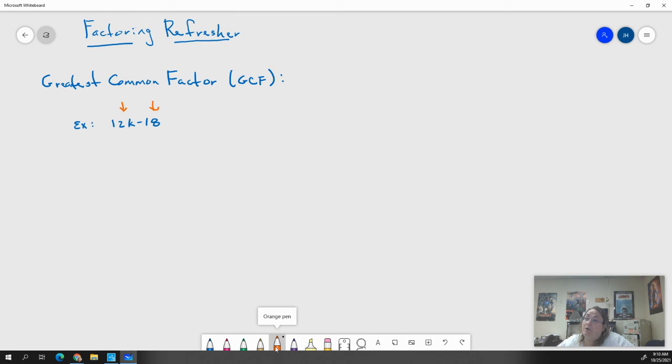So we're going to look at it. We're going to go, well, yeah, we can look at this and go, definitely they're both divisible by 2, right? Each term is divisible by 2. 3, let's look at 3. Yeah, they're both divisible by 3. 12 divided by 3 is 4. 18 divided by 3 is 6. But they're also both divisible by 6. And in this case, that's going to be the biggest common factor, right?